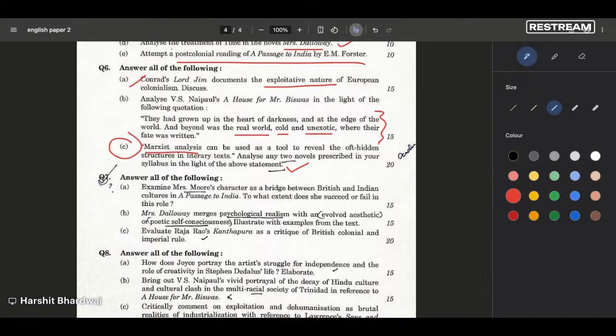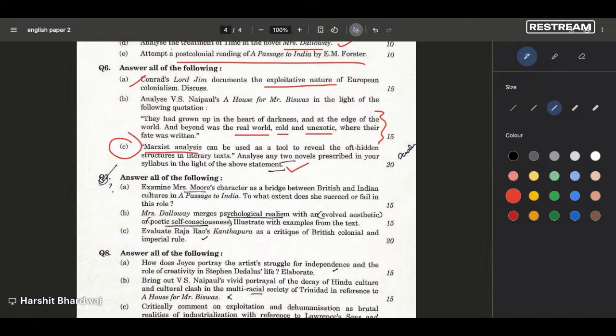Now, when they say any two novels prescribed in your syllabus, do they mean paper 1 and paper 2 both, or do they mean only prose novels in paper 2? I don't have an answer to that. When they say any two novels prescribed in your syllabus, the syllabus is both paper 1 and paper 2. But to play safe, I'd still stick with texts in paper 2.